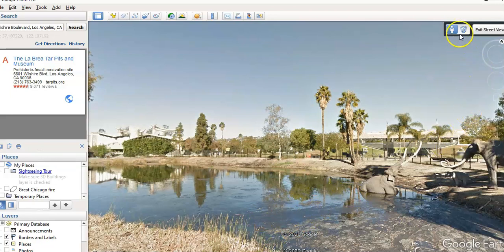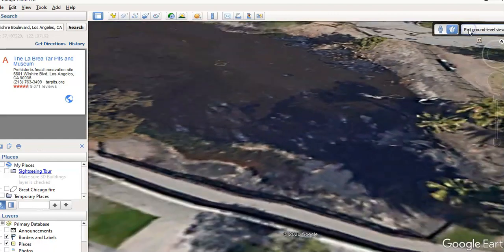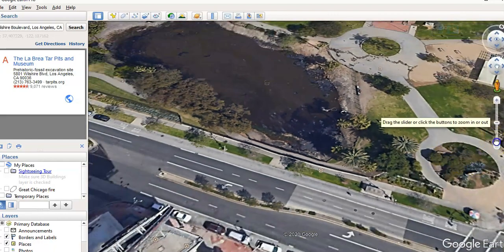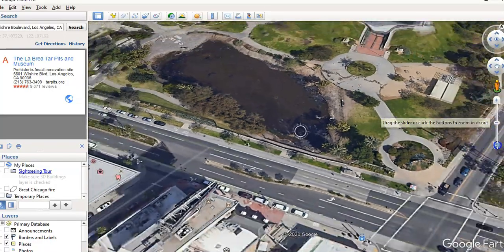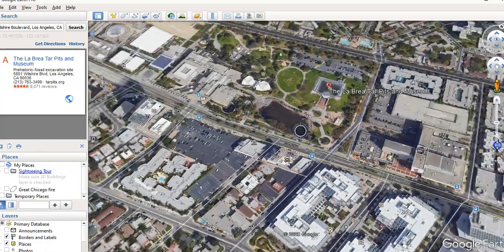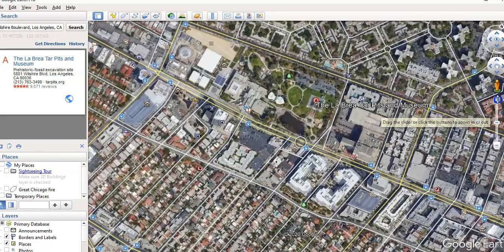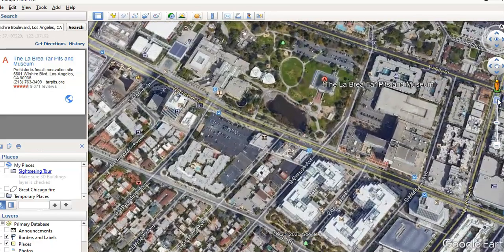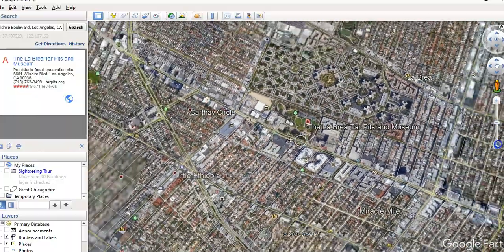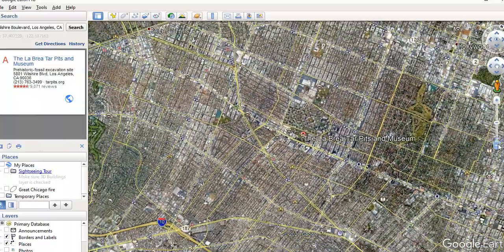So if we zoom out here, you can see where this actually is. The La Brea tar pits is right alongside Wilshire Boulevard in downtown LA. So let's see if it will name it for us. I wanted it to say Wilshire Boulevard. There it is, Wilshire Boulevard. And we'll zoom out all the way. And you can see you're in downtown LA.